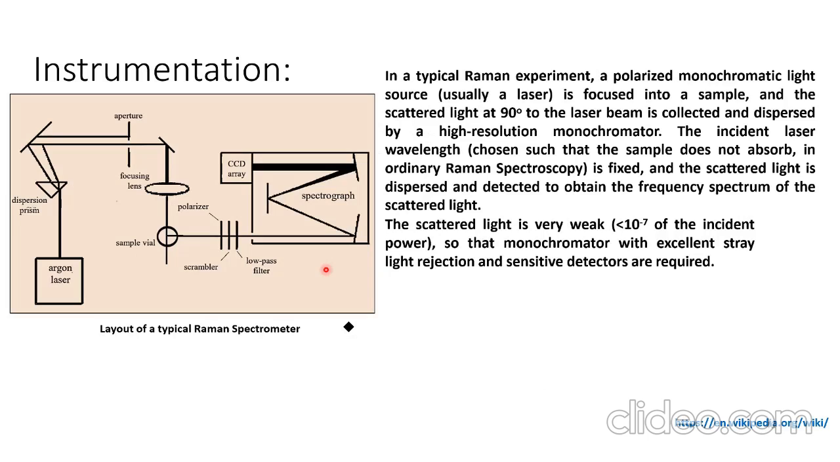So this is a typical instrument of the Raman spectroscopy. We have a laser with which we excite the electron. It goes to the dispersion beam, which is kind of a monochromator, so only a particular wavelength goes to the sample. Here we have a polarizer and the sample. We need to have very low energy, so a low pass filter is applied, and then it goes to the CCD, and then the signal is detected.